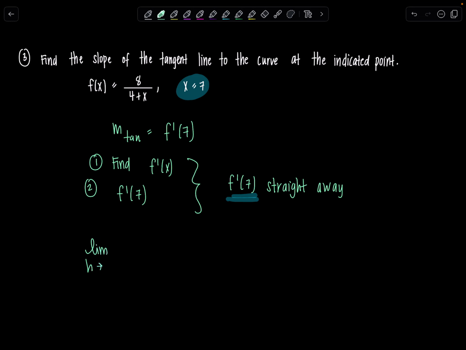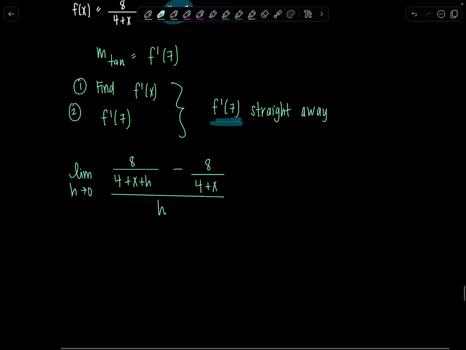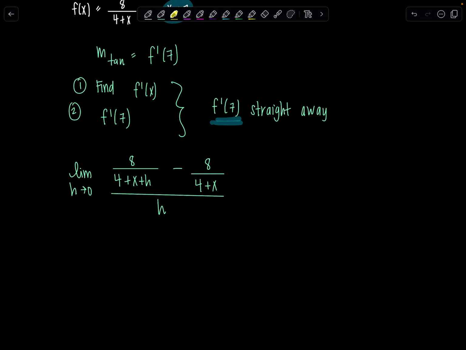Difference quotient time. Limit as h approaches 0. F of x plus h is going to be 8 over 4 plus x plus h minus f of x is 8 over 4 plus x, over h. And then again, see how this is a complex rational expression? LCD is 4 plus x plus h and 4 plus x. Same thing here.